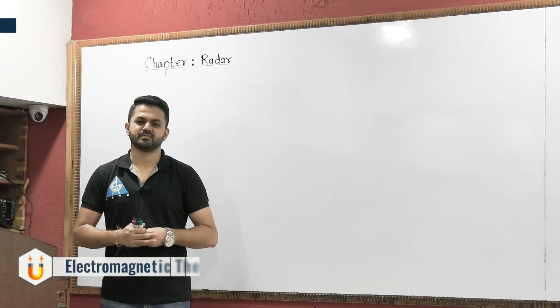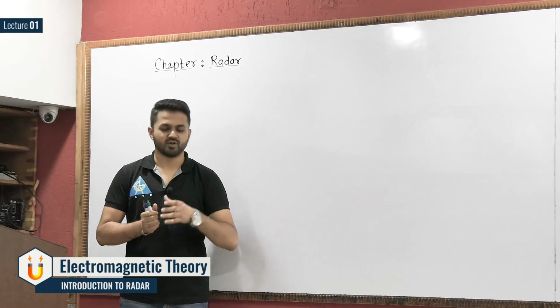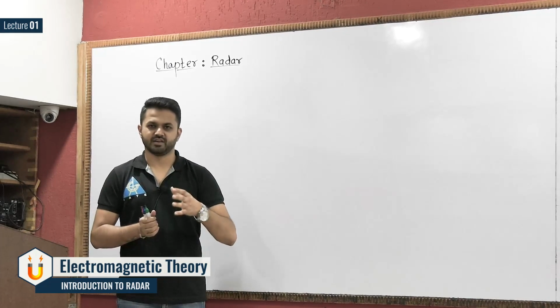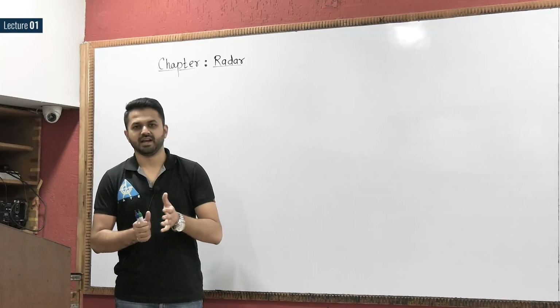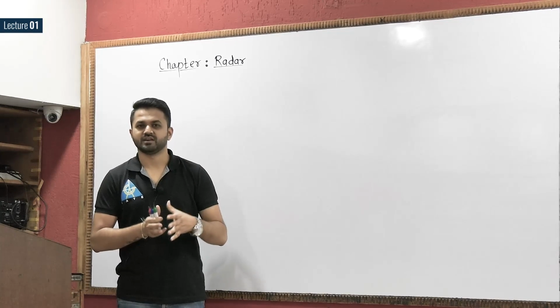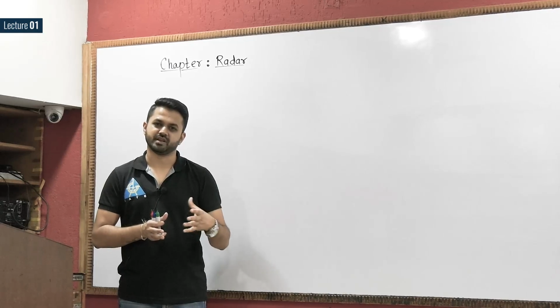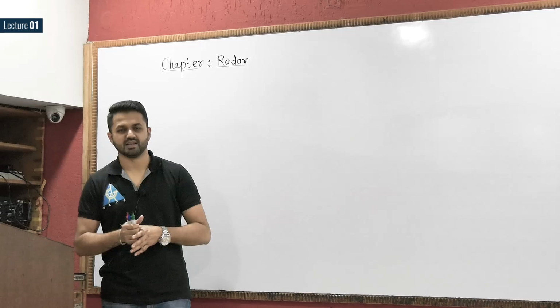Our next chapter is Basics of Radar. In this chapter we are going to discuss the meaning of radar, the principle behind the radar system, the different frequencies used in the radar system, and also the range equation and the maximum unambiguous range, and a bit of information about the Doppler frequency as well.